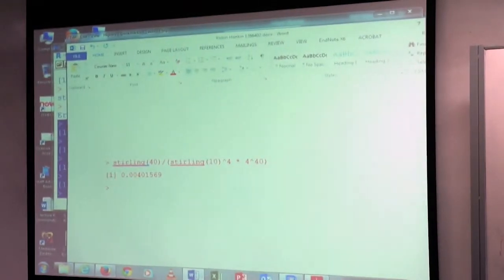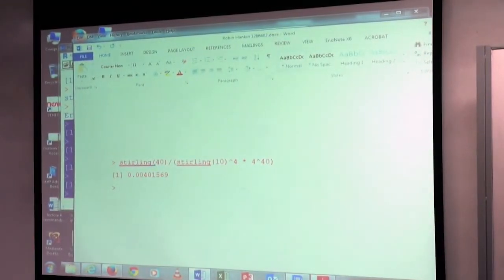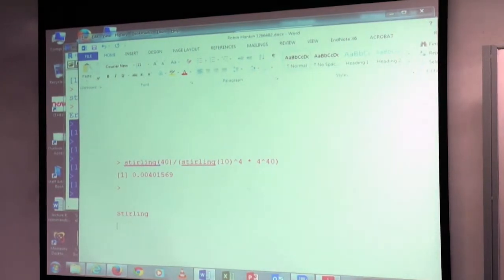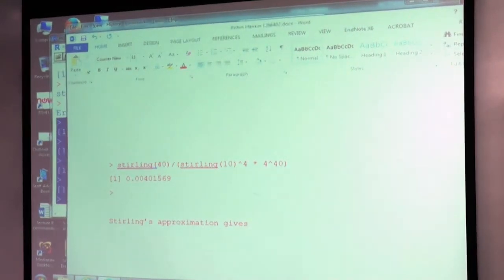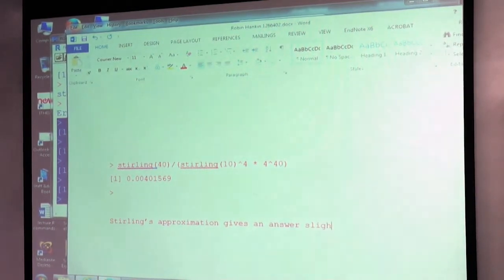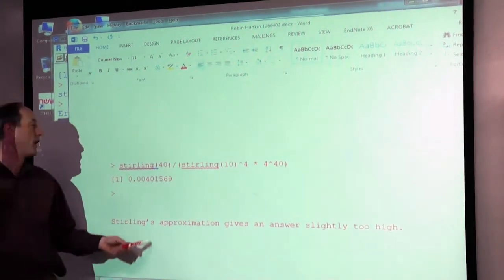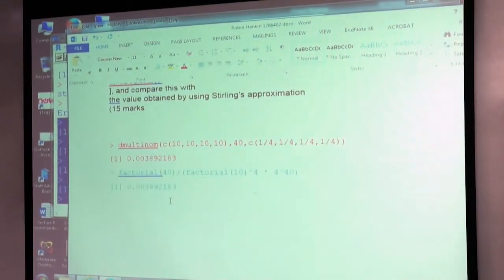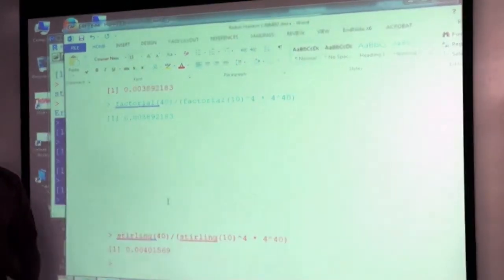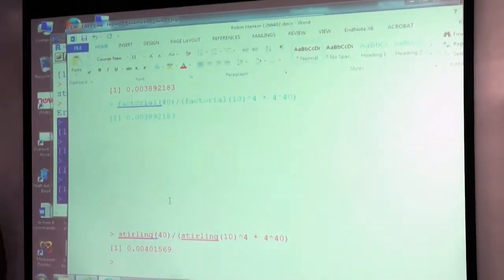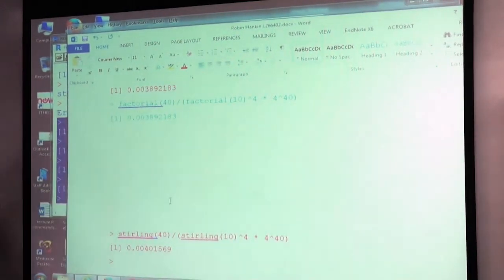So here it says the answer would be Stirling's. That's all you need to say. Stirling's approximation gives an answer slightly too high. There it is. It only asks for a comparison, so technically you don't even need that. Really, the fact that you've got that answer there and that answer there, I'm not asking you for a point-by-point comparison. So there you go. Do you think you could do that in the exam?